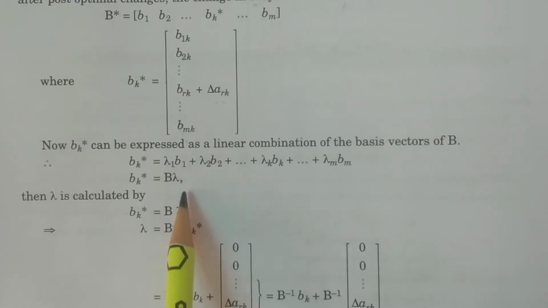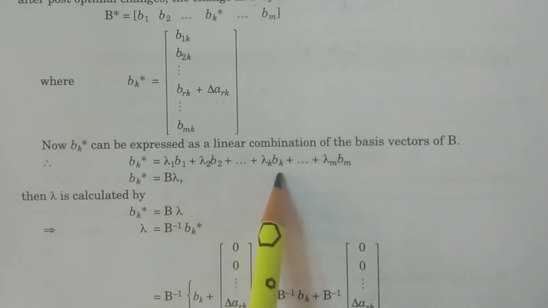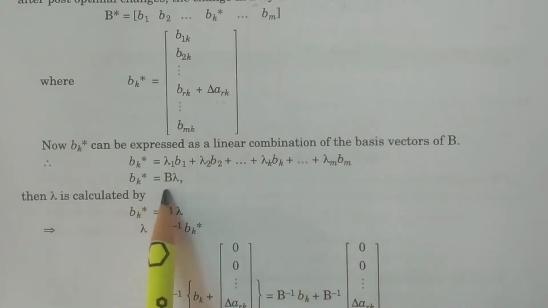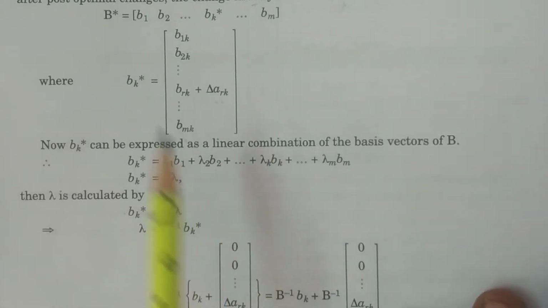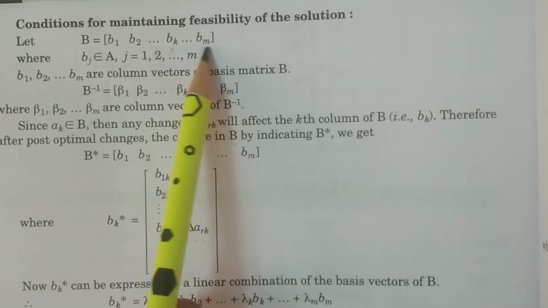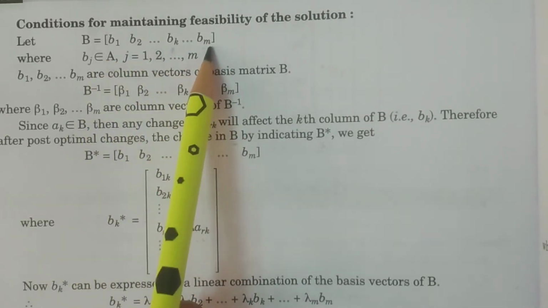Like that's a linear combination. Here I'm considering bk star is equal to lambda 1 b1 plus lambda 2 b2 and so on plus lambda k bk and so on lambda m bm, where bk star is equal to B into lambda. If you multiply B with lambda, then you will get this, that's all. What is B? b1, b2, bk, bm. These are the column vectors, that is the basis matrix B.